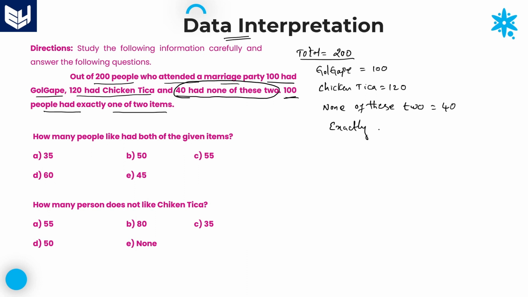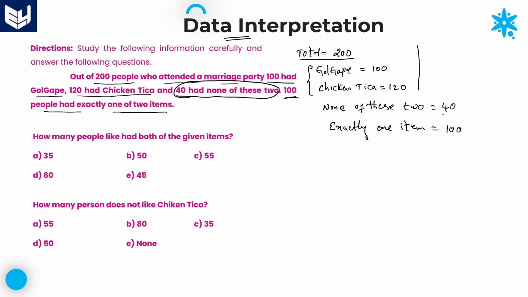Exactly one item. Likewise, 100 members. Now, from this, you need to solve this puzzle and draw the Venn diagram for two items. One is golgappa and chicken tikka. Definitely, there is an intersection point between these two. Why? Because if you add these two, you will get 220, which is more than the total.